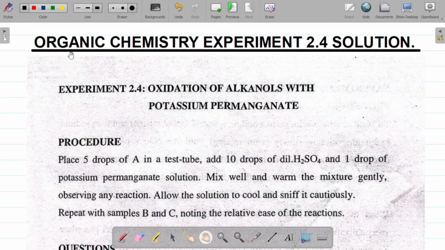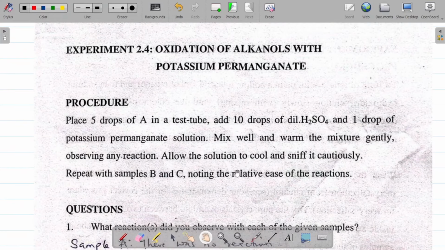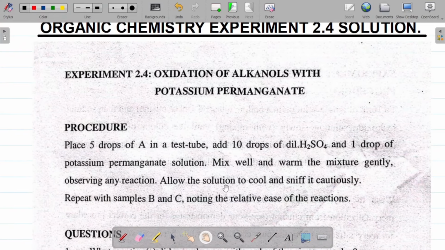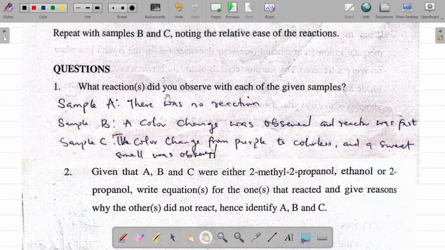For today we'll be looking at the organic chemistry experiment 2.4 solution, and experiment 2.4 is simply the oxidation of alkanols with potassium permanganate. Alright, so you have the procedures here, but I'll just jump straight to answering the questions. Alright, question section here. Questions.